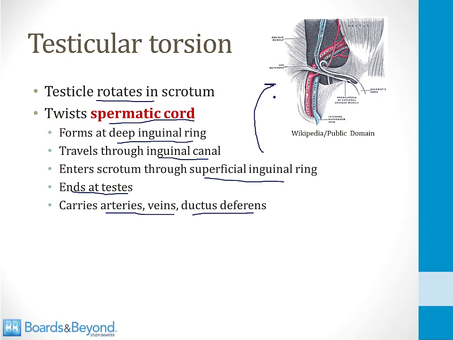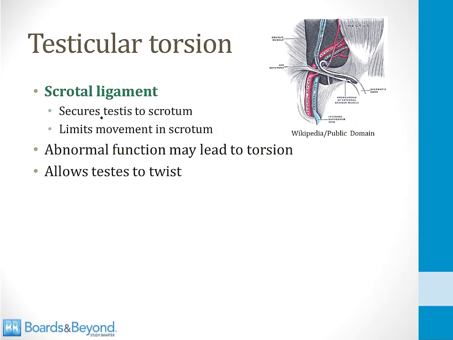This is a drawing from the web just showing you how the spermatic cord here carries lots of blood vessels and other structures going to and from the abdomen. In the scrotum is a structure called the scrotal ligament, which secures each testis to the scrotum and limits movement of the scrotum. If this ligament is abnormal or stretched or floppy, that can lead to torsion because it can allow the testes to twist.